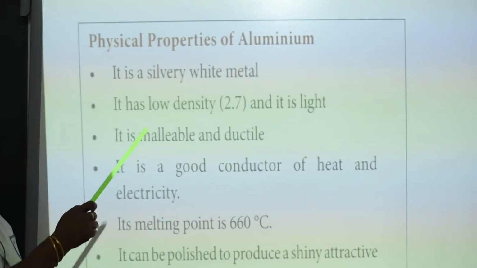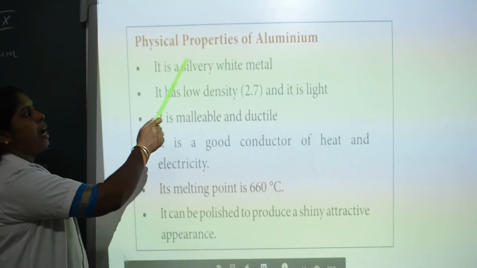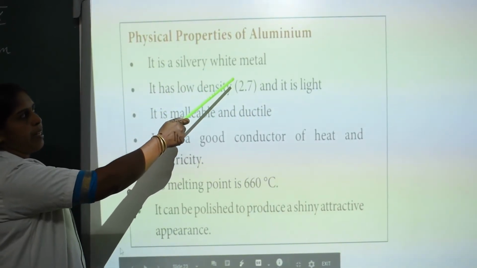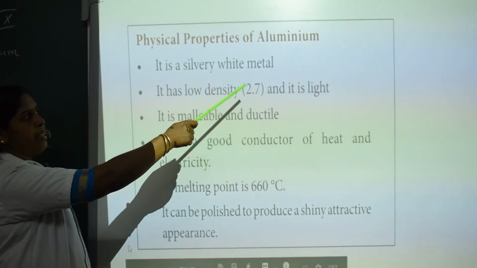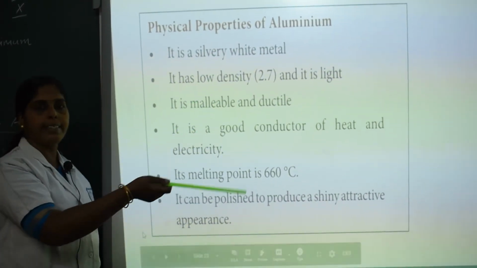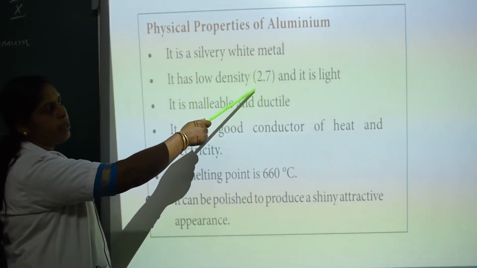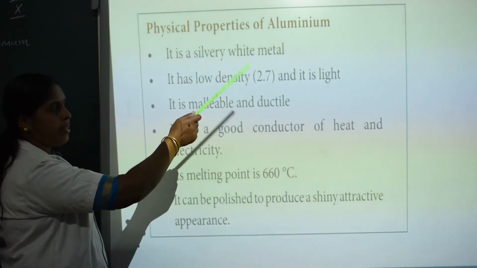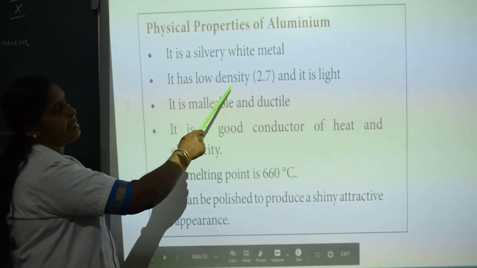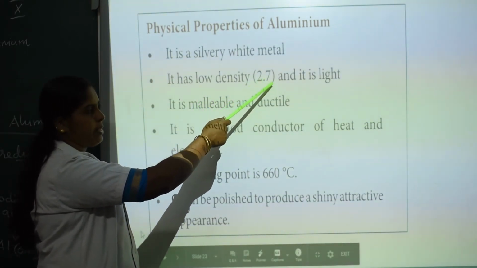Let's see the physical properties of aluminium. Aluminium is a silvery white metal. We know the color of aluminium, it is a silvery white metal. It has low density, the density is 2.7 only, so it is a lightweight metal. The weight is also very low because the density is low, 2.7.